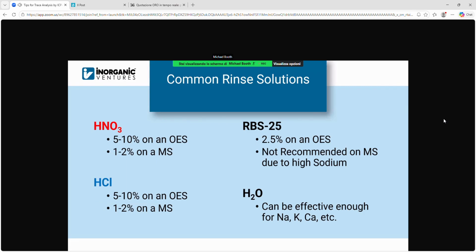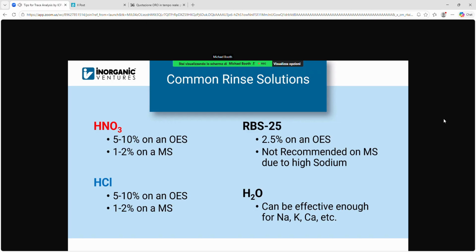So RBS 25 is a laboratory detergent. You make a 2.5% solution of this and you can aspirate it on ICP OES. We don't recommend doing this on mass spec because it has a high concentration of sodium that might take a while to rinse out. But you can aspirate this on OES.